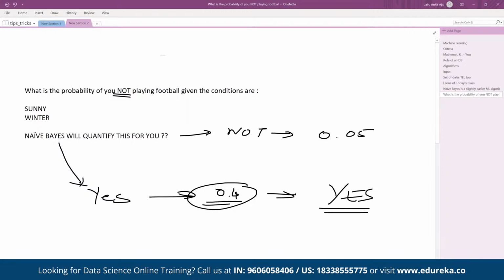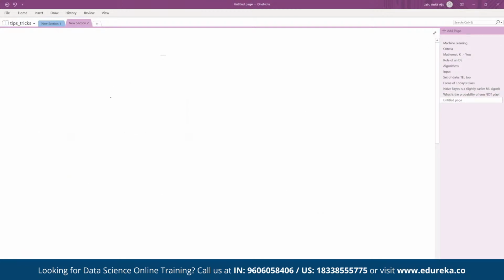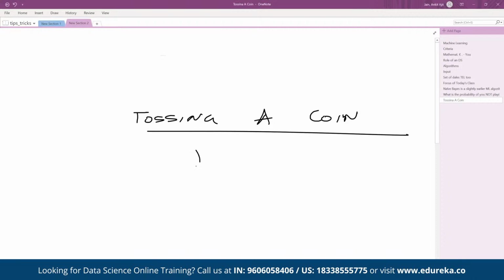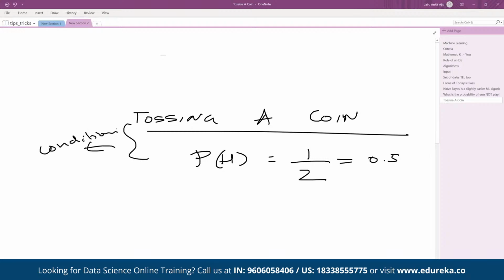Now this is not normal probability. Why is this not normal probability? I'll explain. Suppose I am tossing a coin. What is the probability I will get head? It is 1 by 2, right? It is 0.5, correct? So did I put any condition on you? No, I did not put any condition on you.